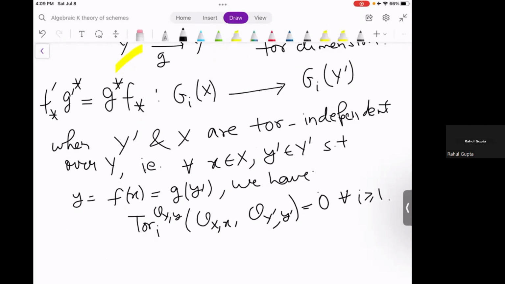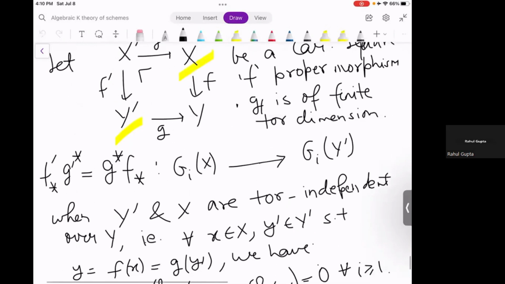If I take points from fibers of Y, x and y prime, these local rings should not have any torsion with respect to each other over this ring. Because I'm not writing the proof, there's not much point in telling you this condition, but I just wanted to do that. The point is that under this additional condition, we have this base change.